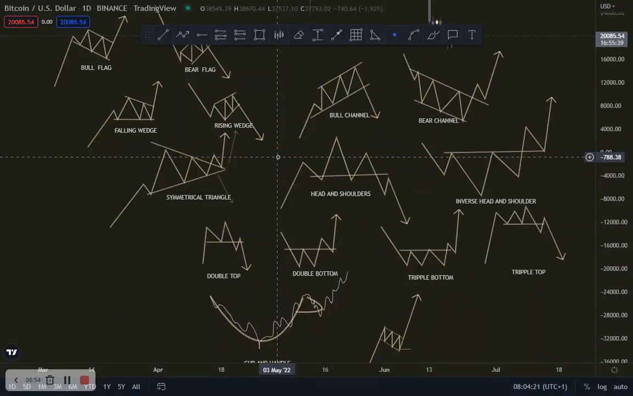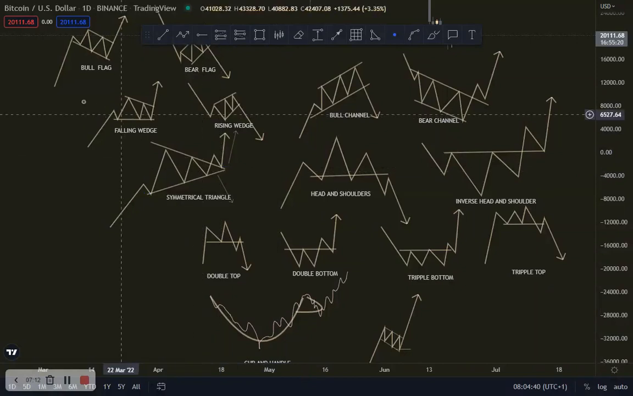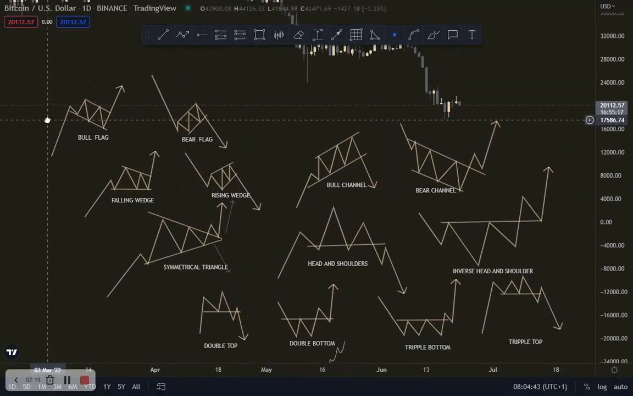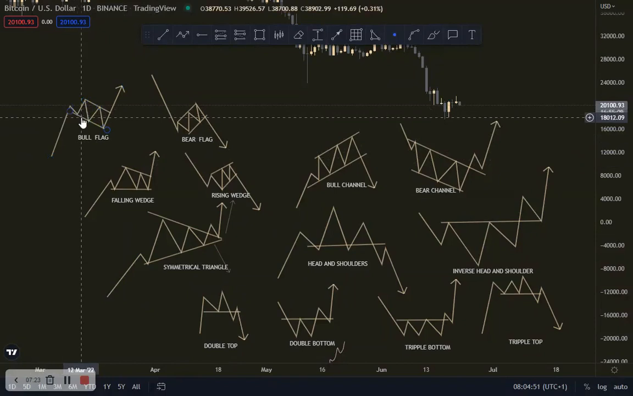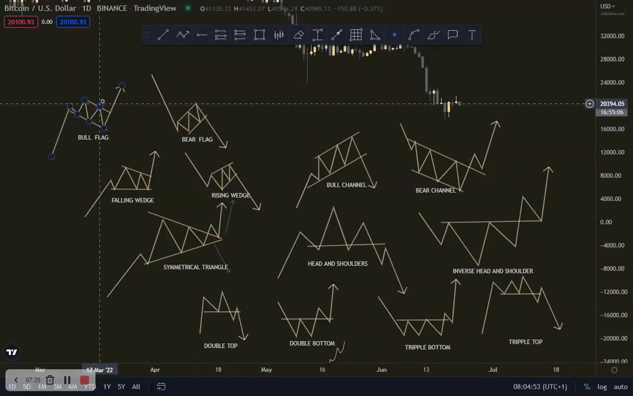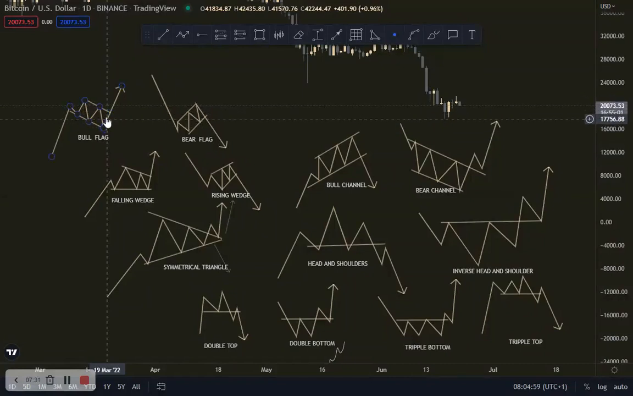So, what is the flag? The flag is a continuation pattern. A flag has a name because it resembles a flagpole, as it is an impulsive bullish price movement. Price will impulse up, form a sideways correction, right? Okay, it impulses up, forms a sideways continuation that signals price is ready to continue its impulsive nature.